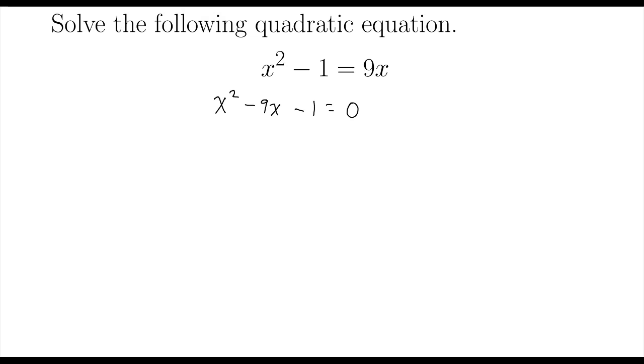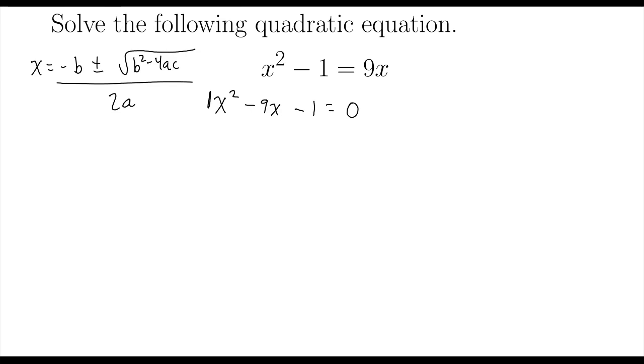Okay, so I end up with x squared minus 9x minus 1 equals 0. Okay, so if I'm going to use the quadratic formula, remember that says x equals negative b plus or minus square root of b squared minus 4 times a times c over 2a, where a, b, and c are the coefficients of the quadratic. So a is the understood 1 in front of x squared, b is the negative 9, and c is the negative 1. So let's plug those numbers in.